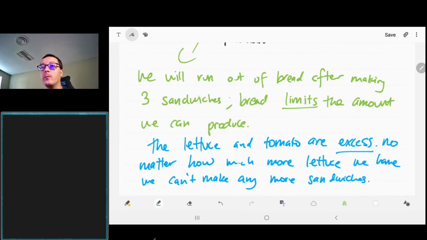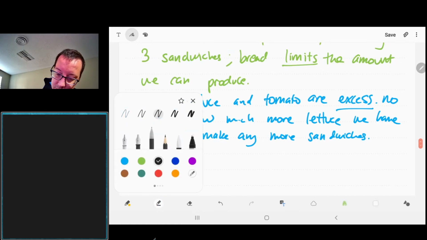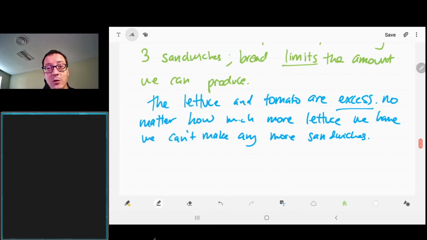So, in chemistry, oftentimes you will have an ingredient that will run out before the other one, or other ones, if there's more than 2 reactants. And so you'll see that one of them will limit the amount that you can make. And so we're going to see that the amount you make is always going to be the smallest number you get out of it.